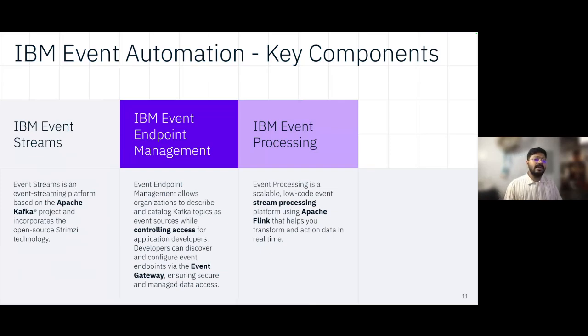Under the hood, event streams uses Apache Kafka, and event processing uses Apache Flink. Apache Flink is used for transformation and to act on this data. Apache Kafka is used to store the events coming into the whole event automation system.